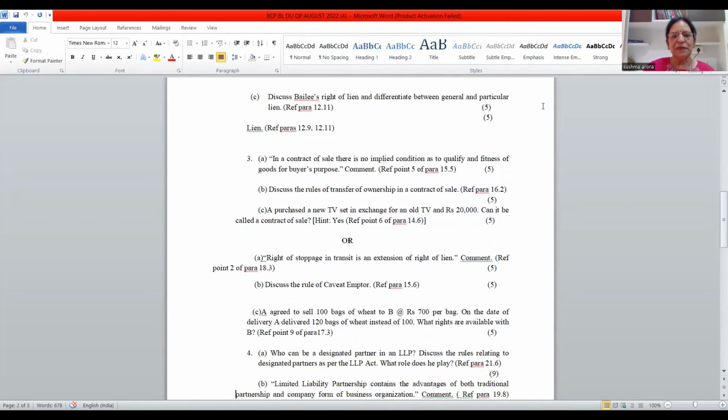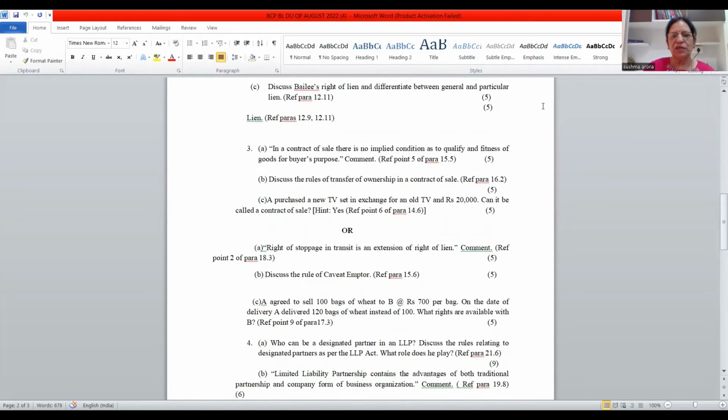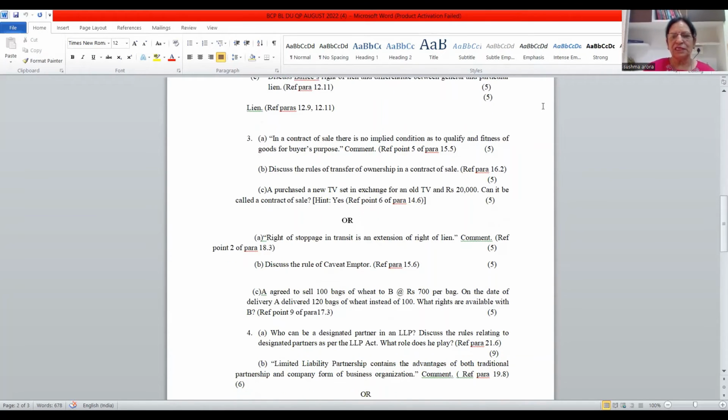Then C is, A purchased a new TV set in exchange for an old TV for rupees 20,000. Can it be called a contract of sale? Yes, friends, in case of contract of sale, the partial consideration can be in the form of goods or cash. So here in this case, the old TV set has been exchanged and the 20,000 balance amount has been given by the owner to the dealer. So this will be known as a contract of sale. There's a valid contract of sale.